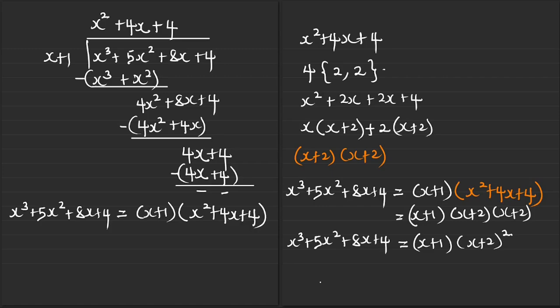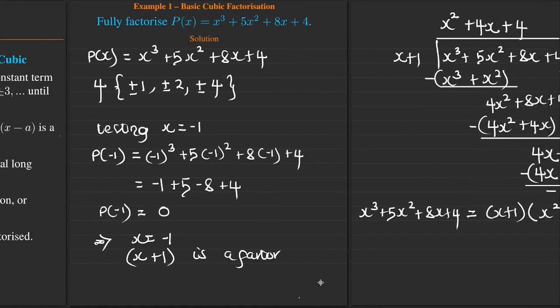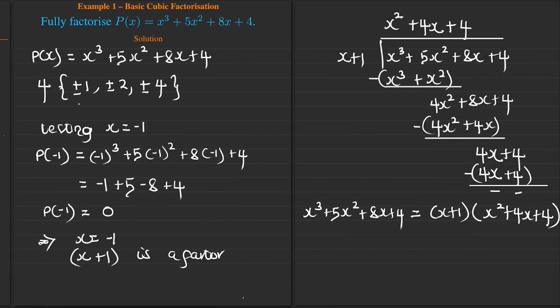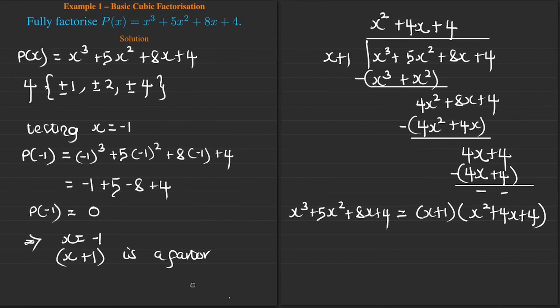And how were we able to come up with this? First of all, we are given a function. Our function in this case is what? x cubed plus 5x squared plus 8x plus 4. So we want to look for at least one root. Simply say we want to look for one root.